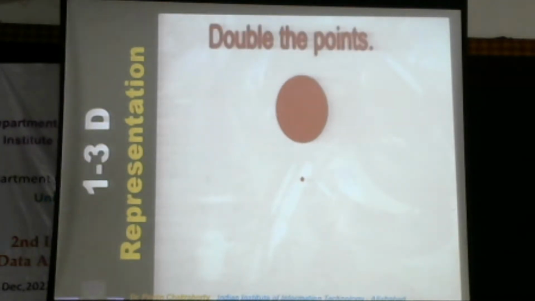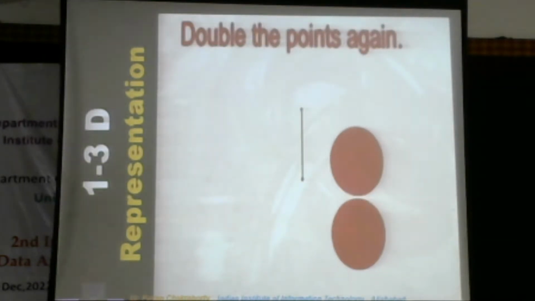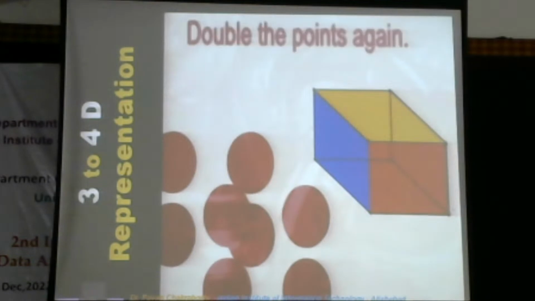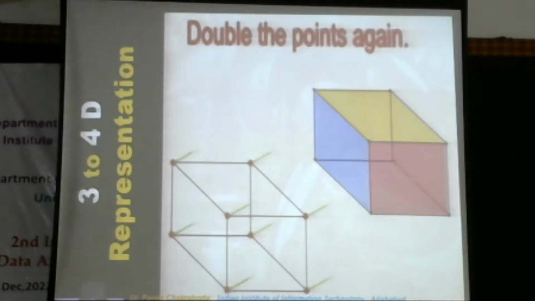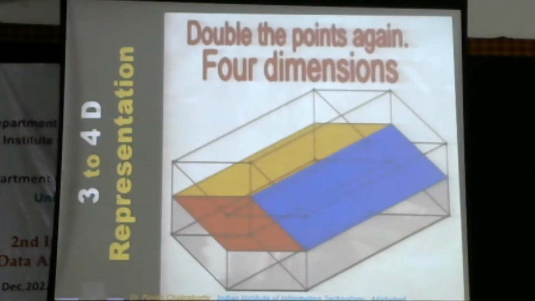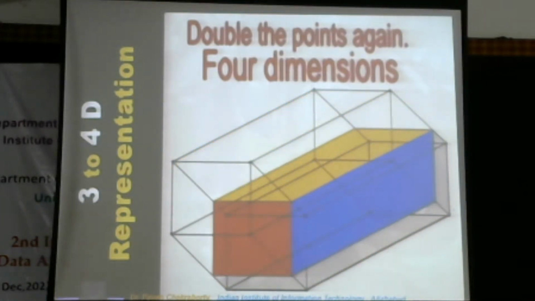Now further, can I go forward and represent 4 dimensions? What will I do? I will again reproduce these points, duplicate them, and find a connection between them. So here I have got the 4th dimension where I duplicate them and connect them. Now I can see 3-dimensional objects in the 4-dimensional plane.